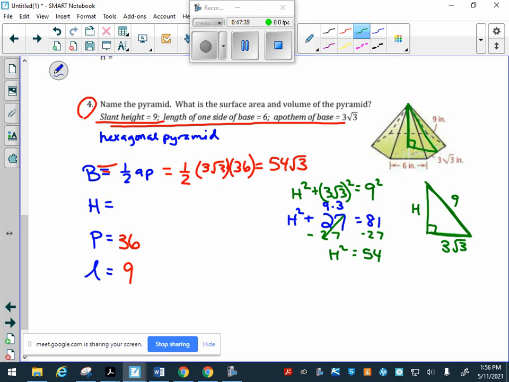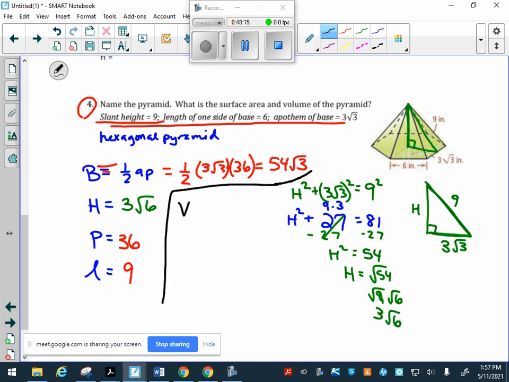So, h squared is 54. That makes h the square root of 54, which we can do as the square root of 9 times the square root of 6, or 3 root 6. Remember simplifying the radicals. We got 3 root 6 as our height. Alright, well now that our list is complete, we can find surface area and volume.